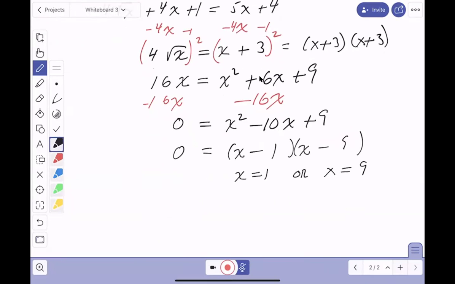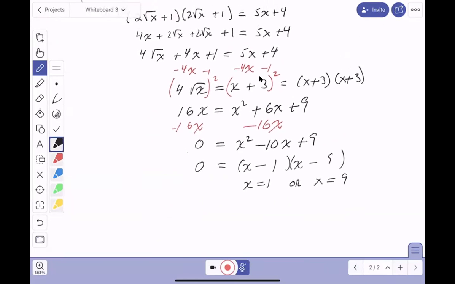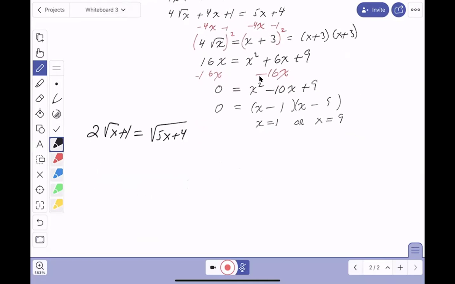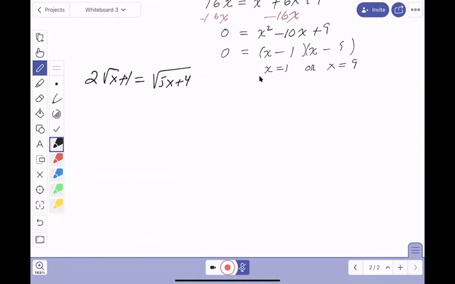You should always bear in mind that these may not be correct answers, and that's why we want to check them. So where am I checking? The original problem. I'll write this down for you. The original problem is 2 root x plus 1 equals the square root of 5x plus 4. Scoot this over here, and let's do one at a time.